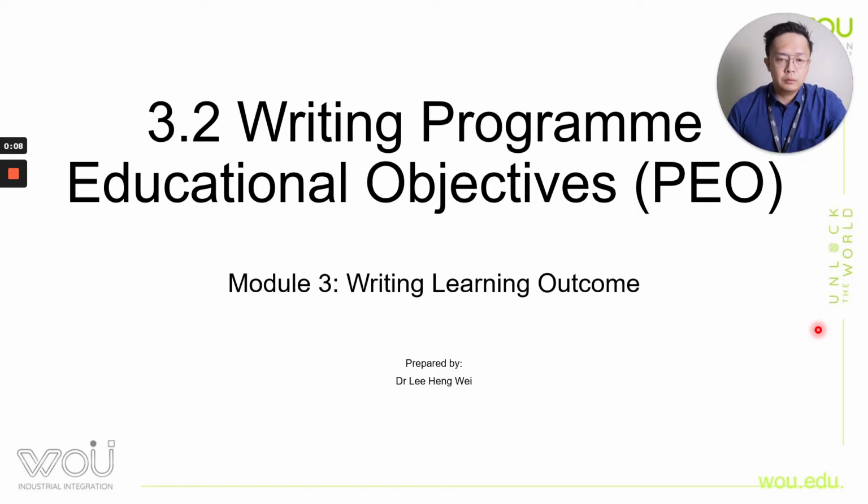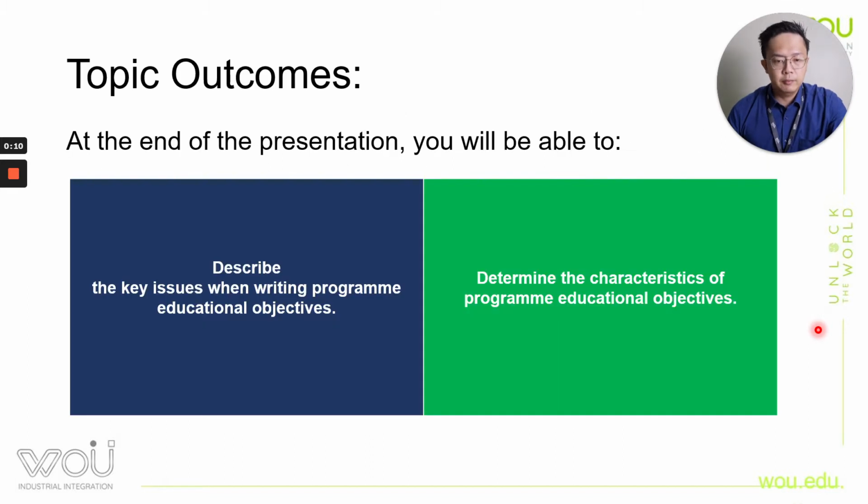At the end of this topic, we will have an assignment prepared for you. You will be able to use the assignment to test your understanding of program educational objective. In this topic, we'll be learning how to write the program educational objective. At the end of the presentation, you should be able to describe the key issues when writing the program educational objective.